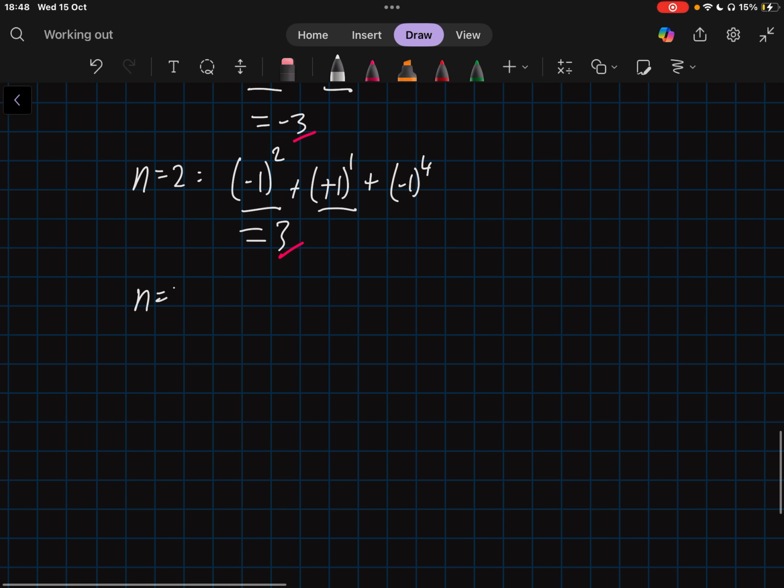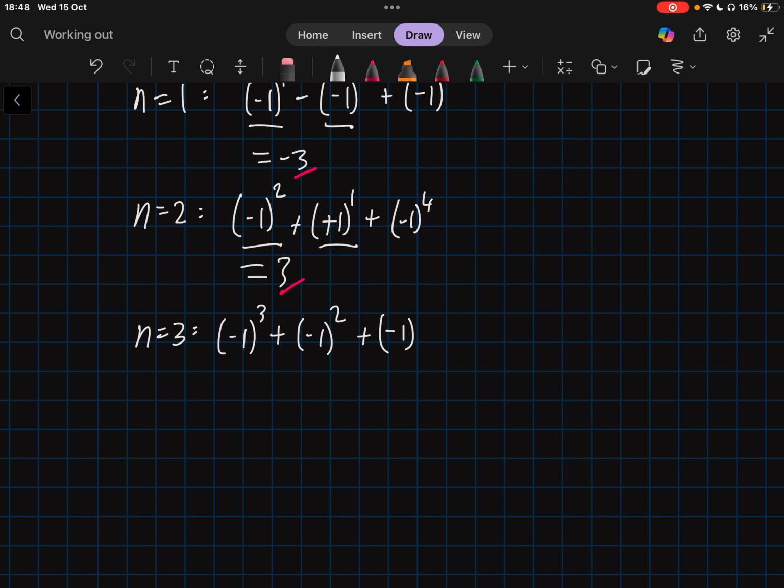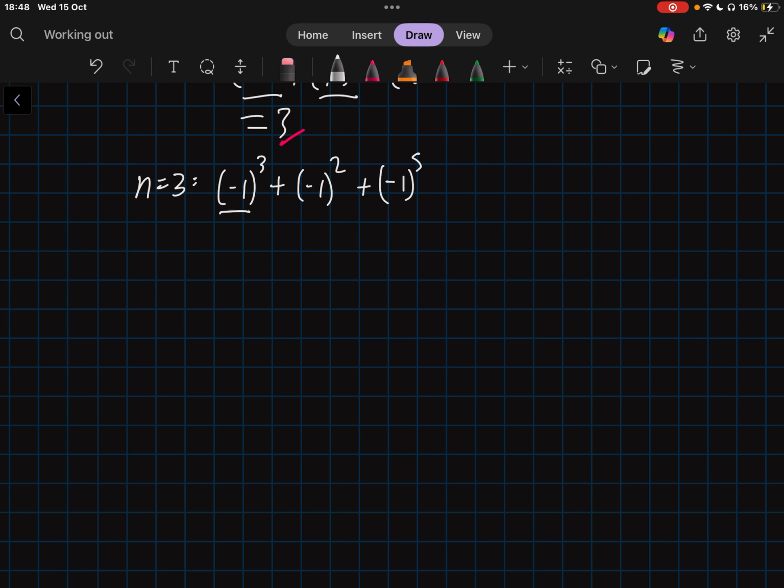Let's try n equals 3. Minus 1 cubed minus (-1) squared plus (-1) to the 5th power. Sorry guys, there's supposed to be a minus over here. This is going to be (-1)^3, so minus 1, take away (-1)^2, which is 1, so minus 1, minus 1. And then plus (-1)^5, which is just minus 1. So we're going to have equals minus 3 again. The pattern is getting more and more noticeable as we move along.